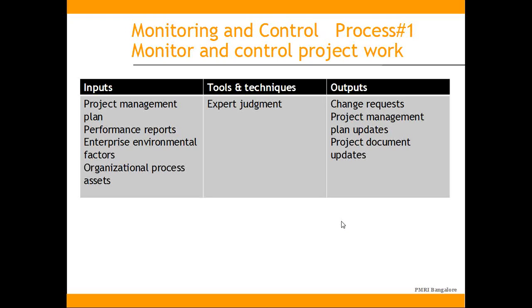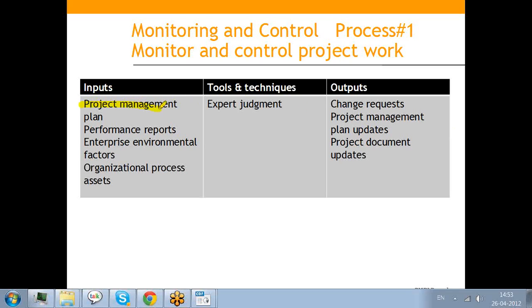Yeah, so the first process under monitoring and controlling is monitor and control project work. So there, most of the things we already discussed. The inputs are the project management plan, performance reports, enterprise environmental factors, and organizational process assets. The tools and techniques is the expert judgment, and the output is change requests, project management updates, and project document updates.